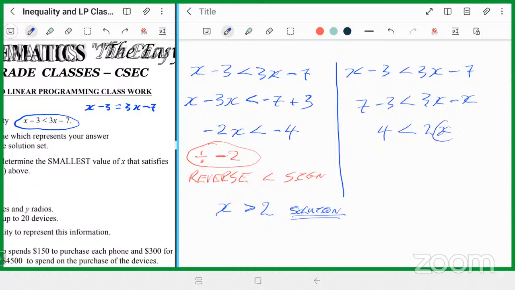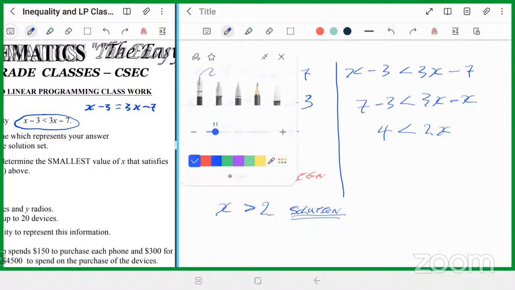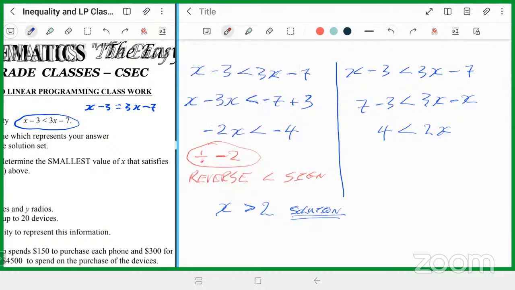And now to leave this x as the subject, I need to divide by a positive 2. So I'm going to divide by a positive 2, but I'm not going to reverse the sign, because now I'll be dividing with a positive number. And that's it. I don't have to reverse the sign, simply because I am dividing with a positive number. All right? So the sign stays less than.